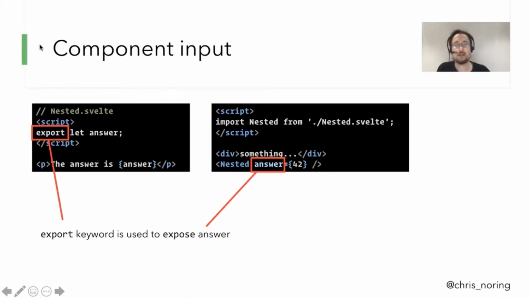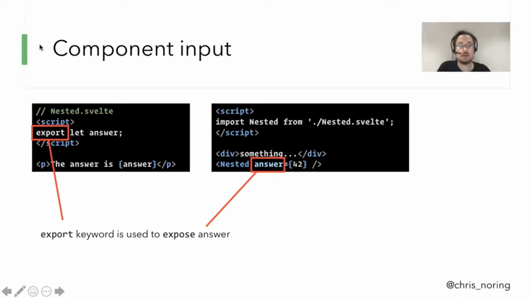Component input is made possible through the export keyword. We start off here on the left with a let answer. We have the answer variable, and by adding the export keyword, we make it publicly available. If we don't have the export, everything is private.